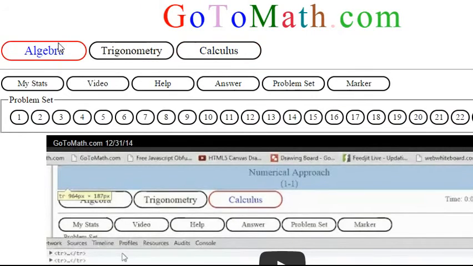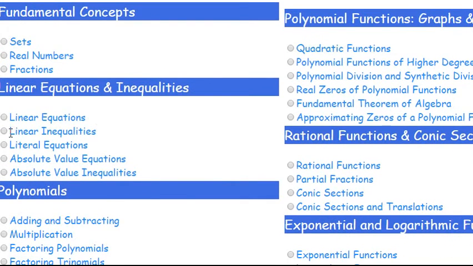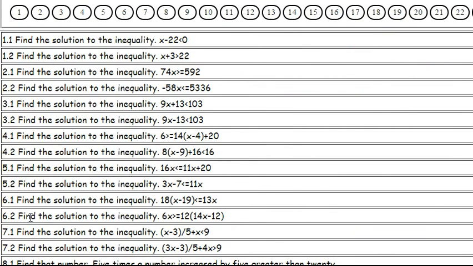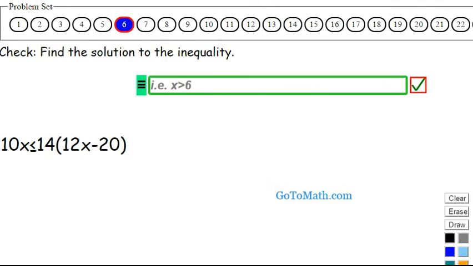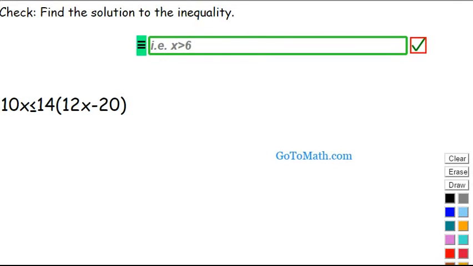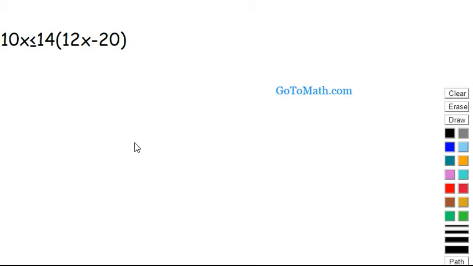Okay, we're over here at gotomath.com. Click on the algebra. Let's go down to inequality 6.1, 6.2. That's what we're doing. So we're finding the solution set of these crazy looking things. They're getting a little bit more complicated, aren't they?